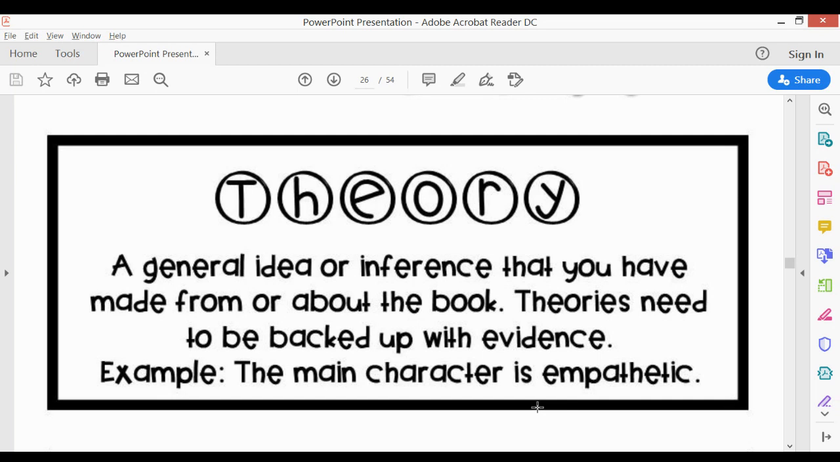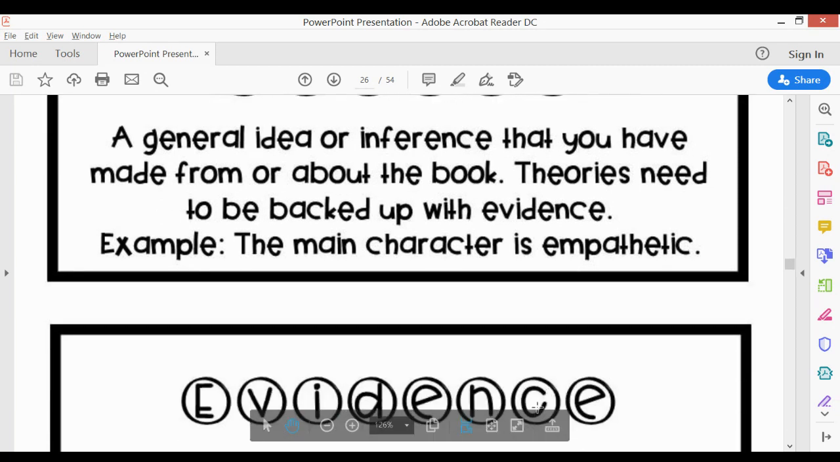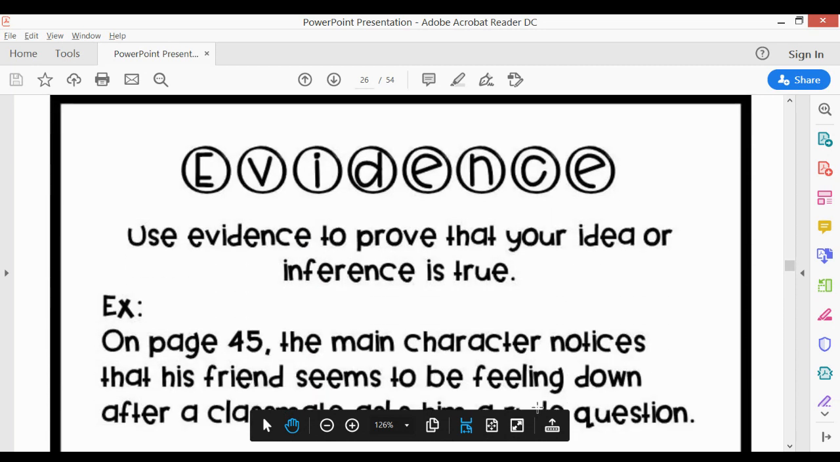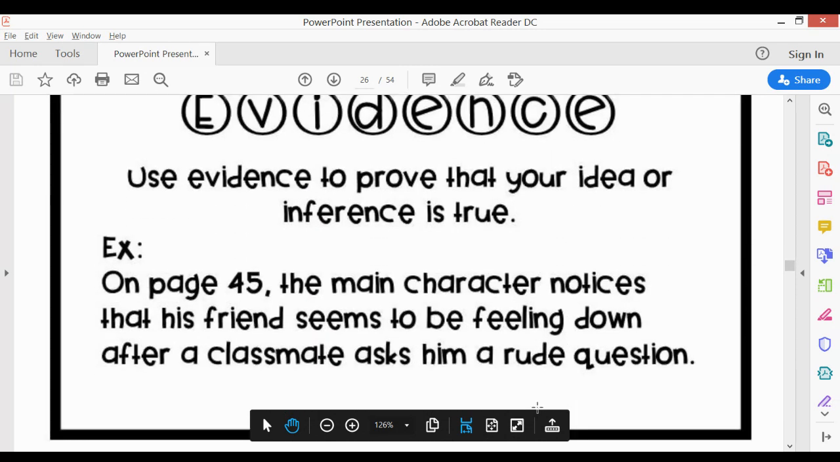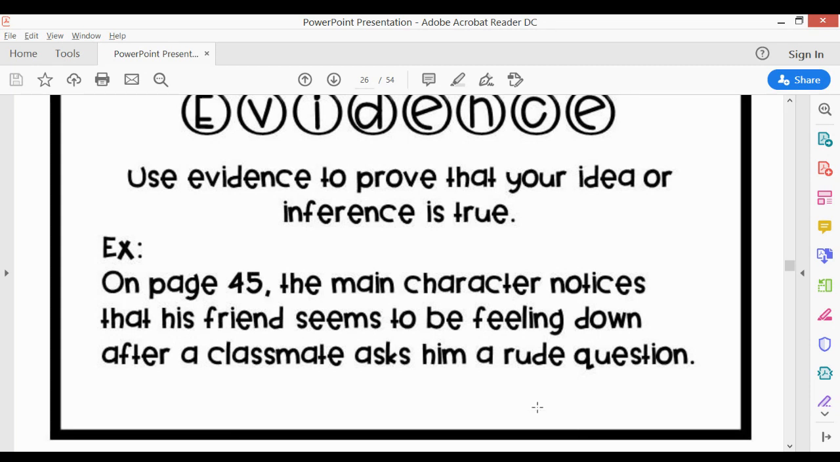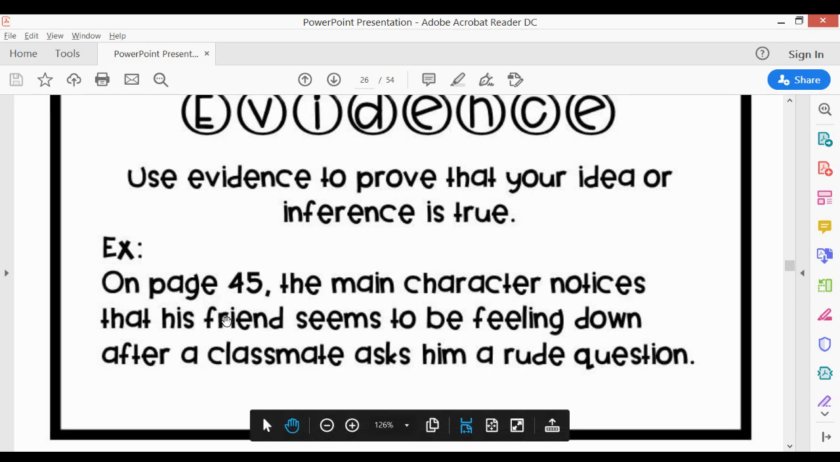So I may say, please tell me a characteristic trait of Kiana. And you may write, the main character is empathetic. Well, right now that is just your opinion, your theory about the character that you've formed. In order to provide evidence, you would write something like, on page 45, the main character notices that his friend seems to be feeling down after a classmate asks him a rude question. You're telling me exactly where I can find the information in the book.